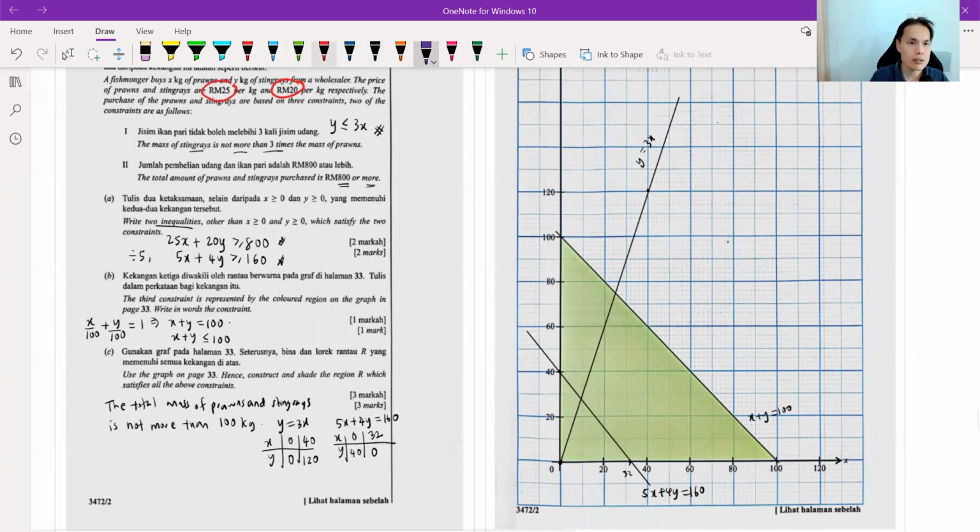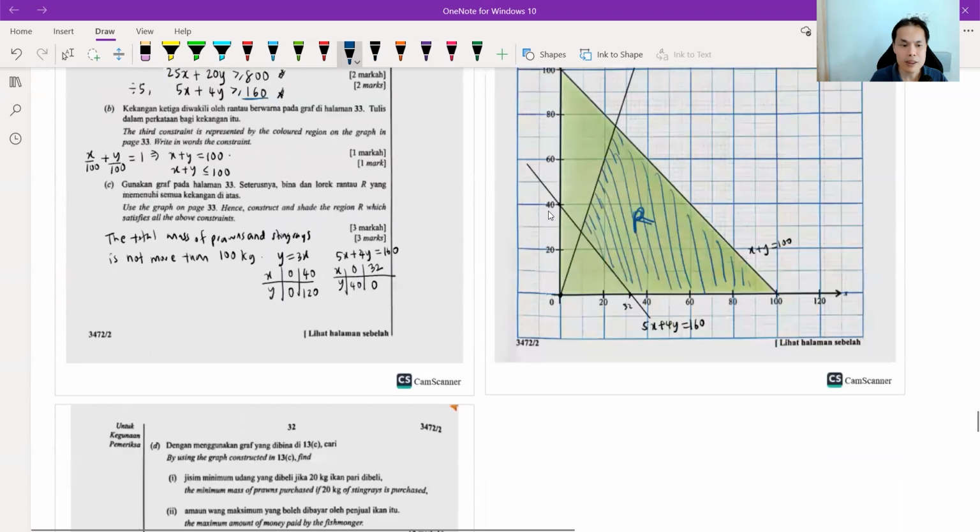So maybe I use a different color, blue, below here, right? And number three, it must be above here. It must be at least greater than or equal to 160. So it must be above this line. Let me just shade here and label it with a symbol R. R is the region that we want. Okay, now we're done on the graph.